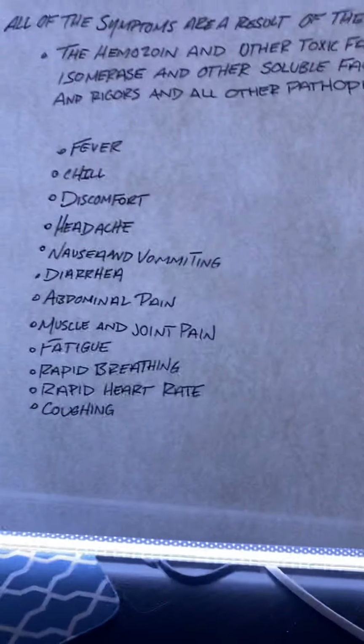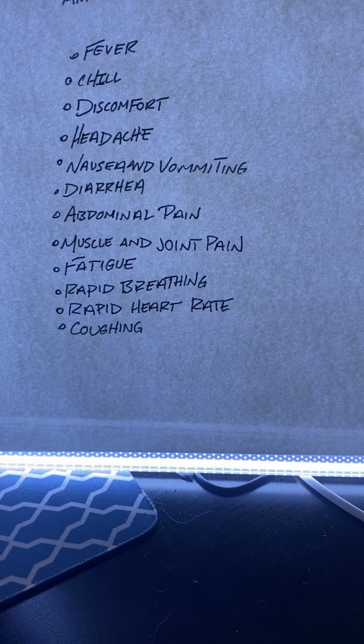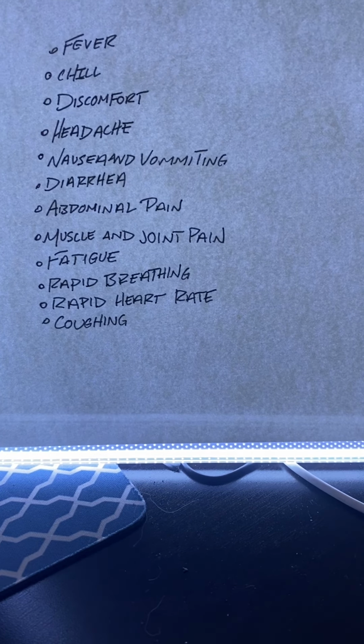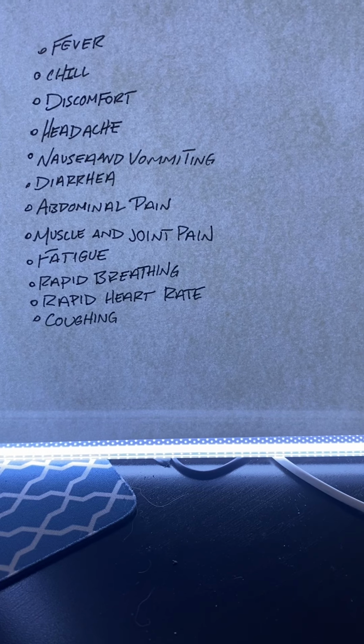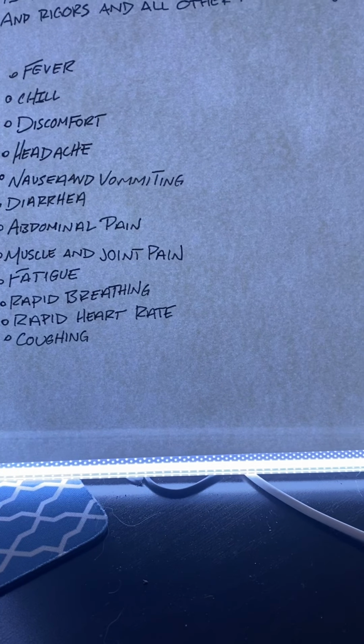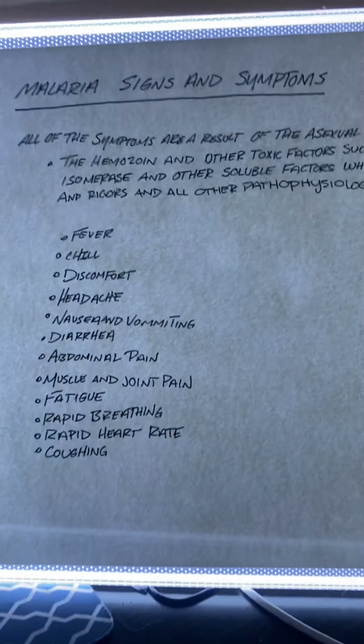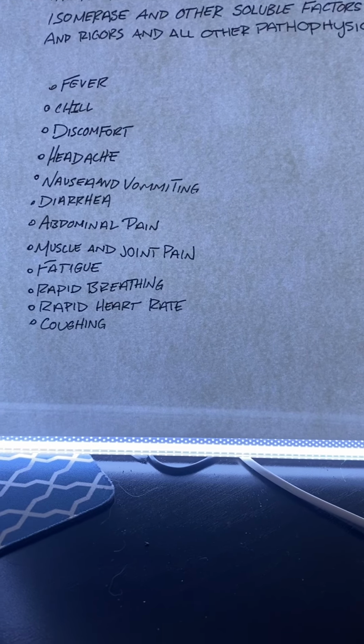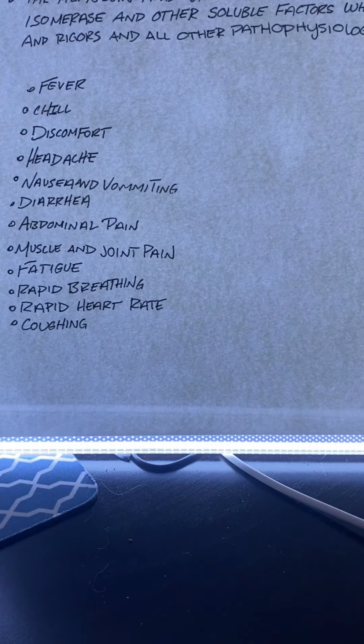So here are the signs and symptoms. It can be fever, chills, discomfort, headache, nausea, vomiting, diarrhea, abdominal pain, muscle and joint pain, fatigue, rapid breathing, rapid heart rate, and coughing. So all of these symptoms are a result of the asexual phase within the human body.